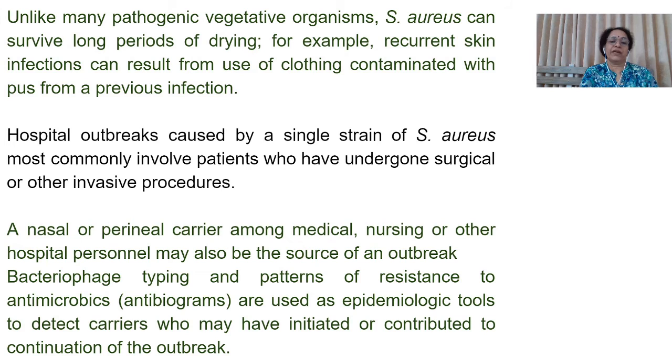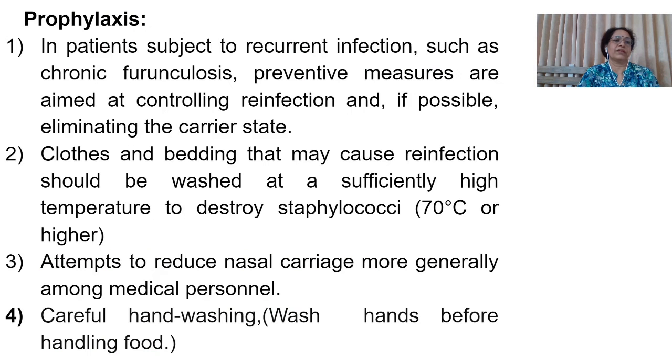Bacteriophage typing and patterns of resistance to antimicrobics, also called antibiograms, are used as epidemiologic tools to detect carriers who may have initiated or contributed to continuation of the outbreak. This one is worldwide in distribution, and all categories from children to the elderly may be involved in infections by Staphylococcus aureus. So how to prevent infection by staph?